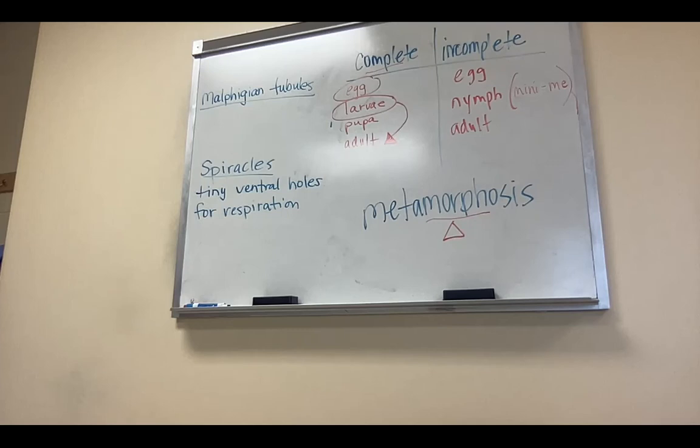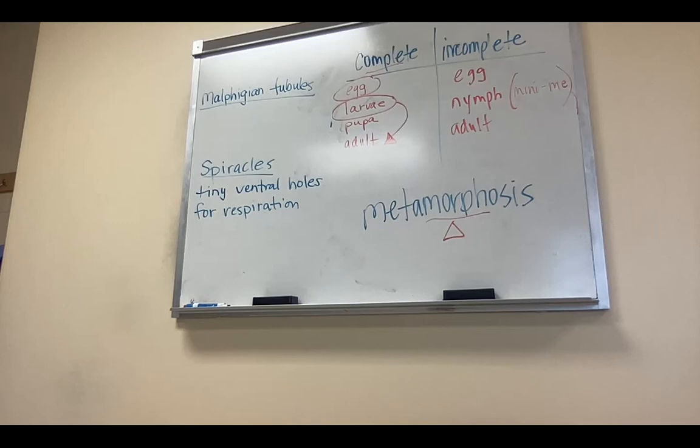Which of the following terms is not associated with sponges? A, collar cell, B, medusa, C, spicules, D, sponging. Which one of those is not about a sponge? Medusa. So medusa is the jellyfish. The collar cell is what the sponge uses to eat. Remember it looked like a badminton birdie? It has like a net, and all the food gets stuck in that net. That's how it eats. Okay.